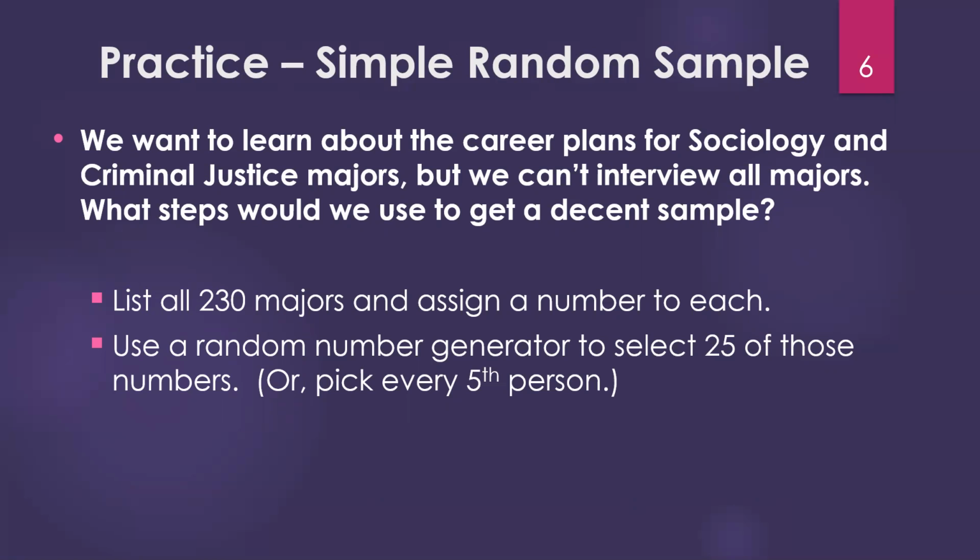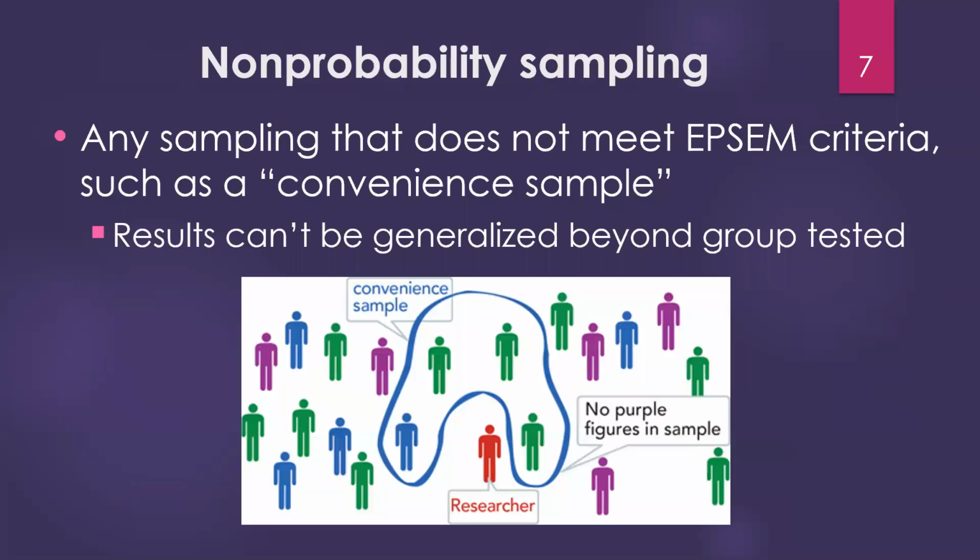Right? These are the steps given for a probability sample. You need to show that you're listing everyone out, giving a number to everyone, and then either using a random number generator or picking every 5th person, every 10th person, whatever some level of systematic way of doing it you select could be. Okay, so that's considered a probability sample. So, review: a probability sample is representative of the population and follows an EPSEM technique, the equal probability of selection. Everyone has a chance of being picked.